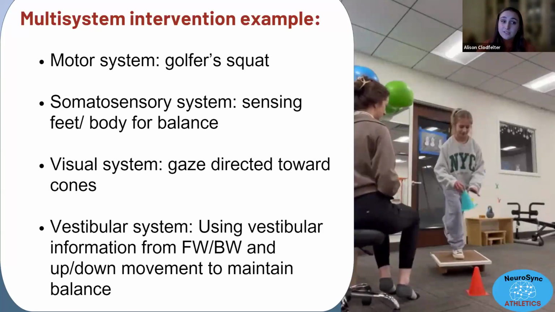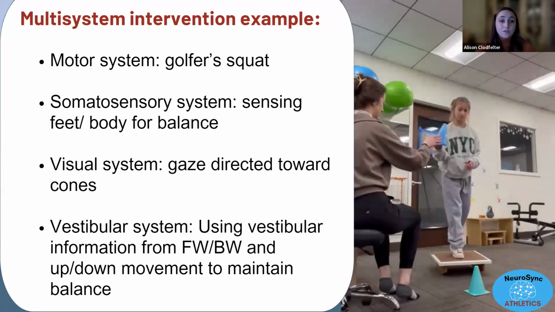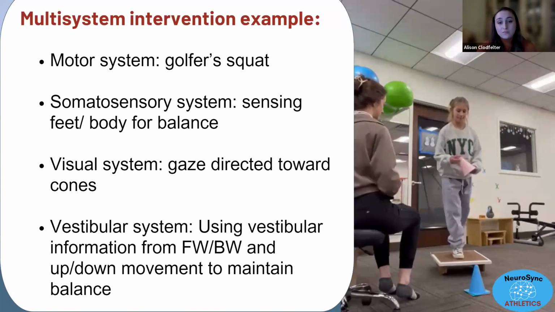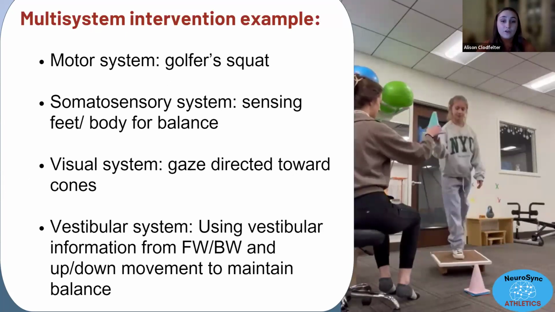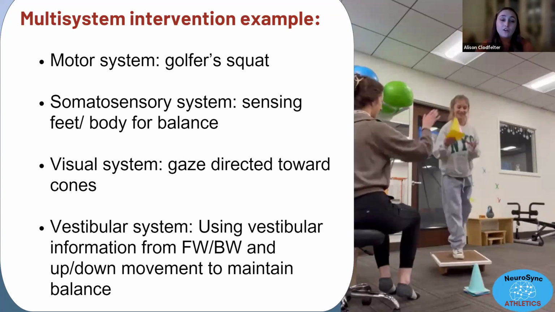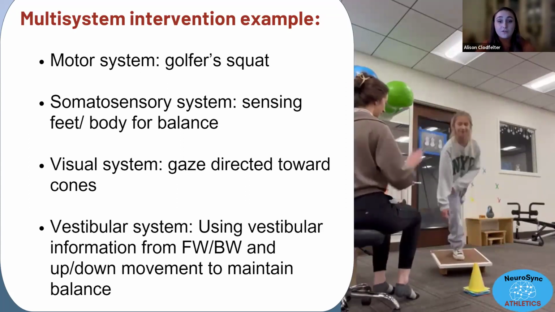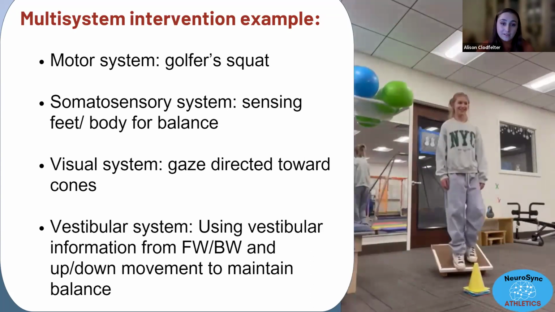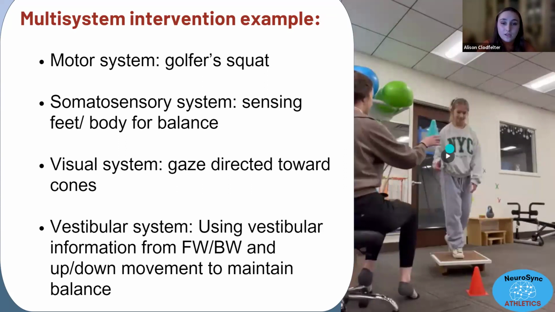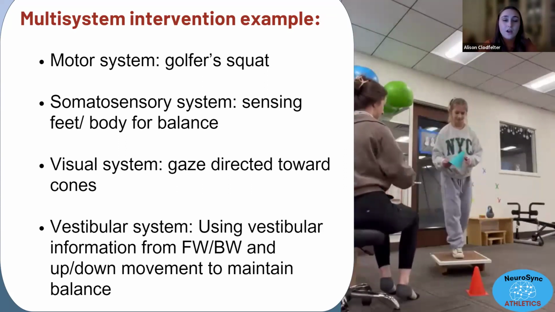So here's an excellent example of a multi-system intervention. This athlete is activating her motor system just with the movement of the golfer squat that she's doing. And in the meantime, she's activating her somatosensory system by sensing her feet and her entire body for balance. I'll play that video again just so you can see how amazing she looks.